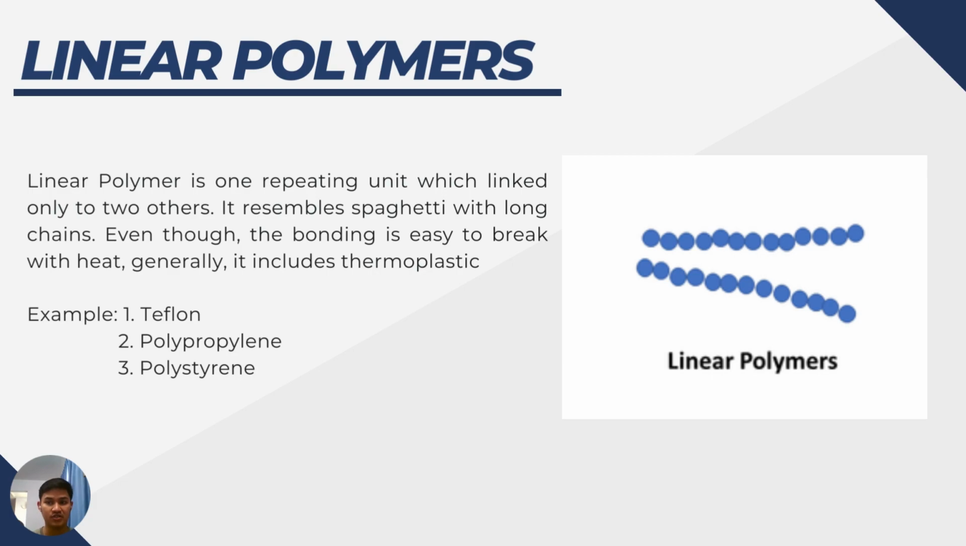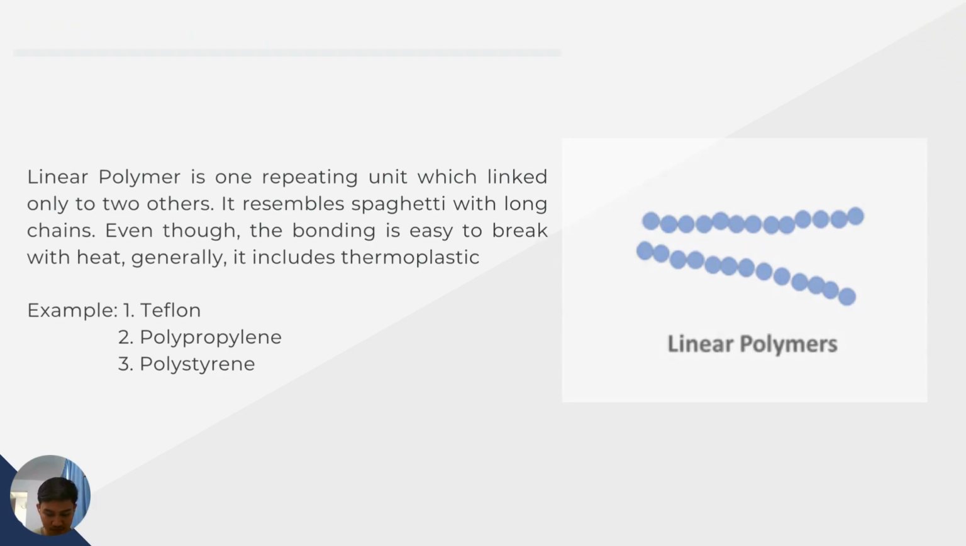The binding forces of these entangled chains are weak van der Waals forces between the molecules and mechanical entanglements between the chains. The long chains are typically held together by the weaker van der Waals or hydrogen bonding. Even though these bonding types are relatively easy to break with heat, linear polymers are generally thermoplastic. And also we have examples of linear polymers, which are Teflon, polypropylene, and polystyrene.